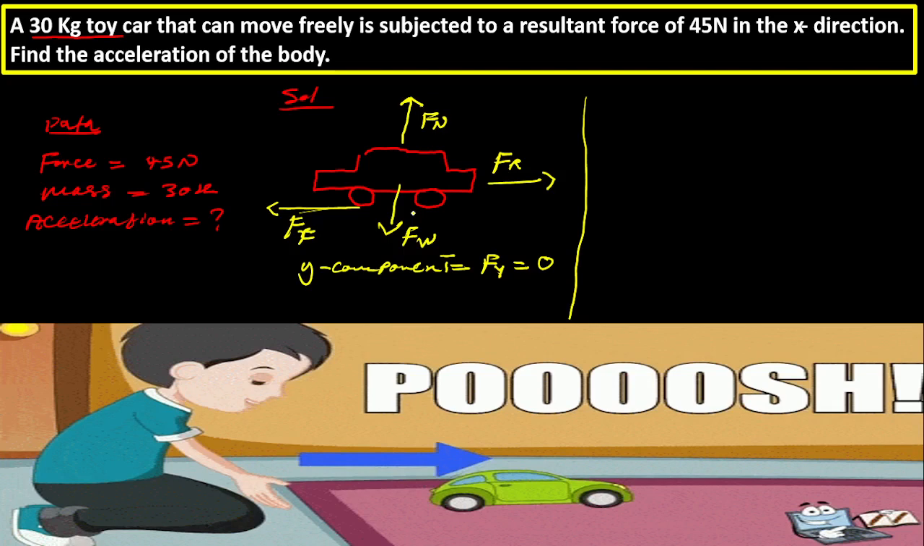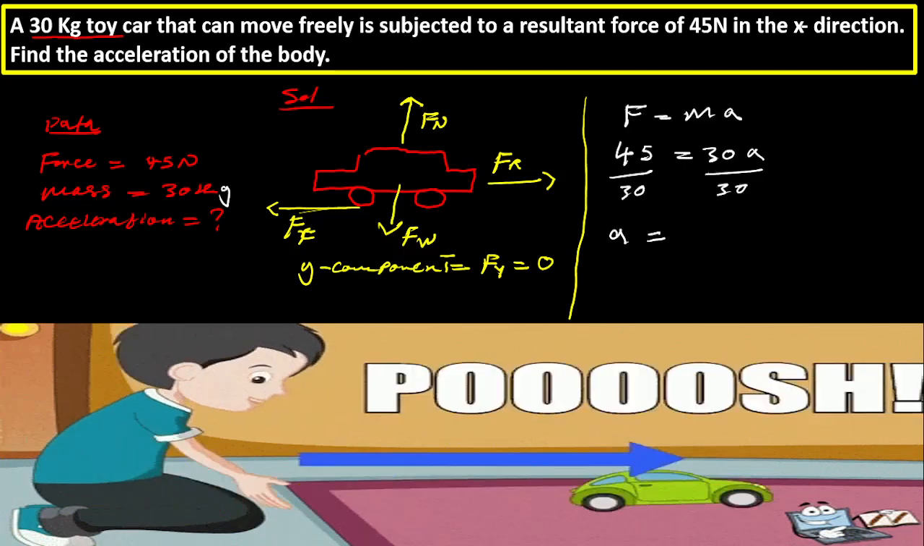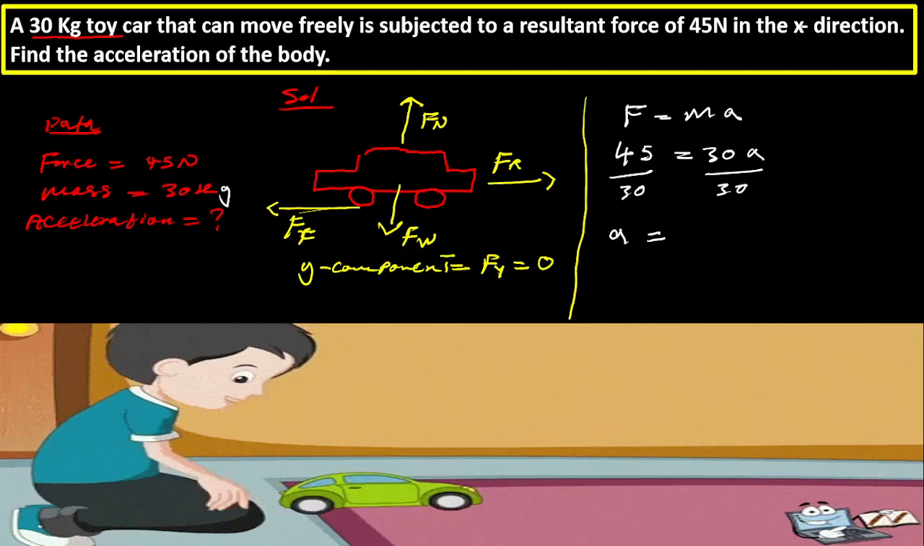So what we are going to have is 45 newtons, and then the mass is 30 kg, times acceleration. So you can easily work out over 30 over 30. So acceleration is equal to, can someone punch for me 45 divided by 30? What's your answer?